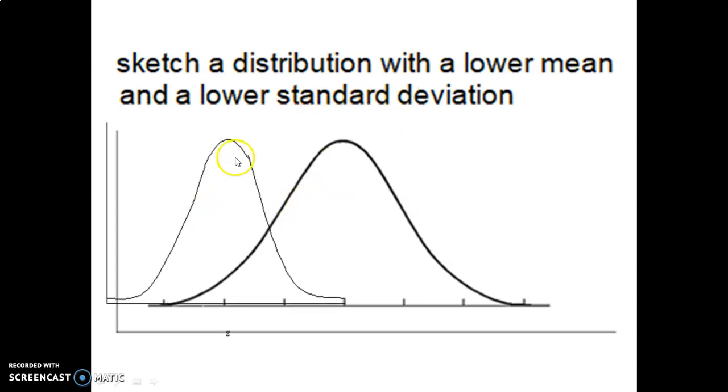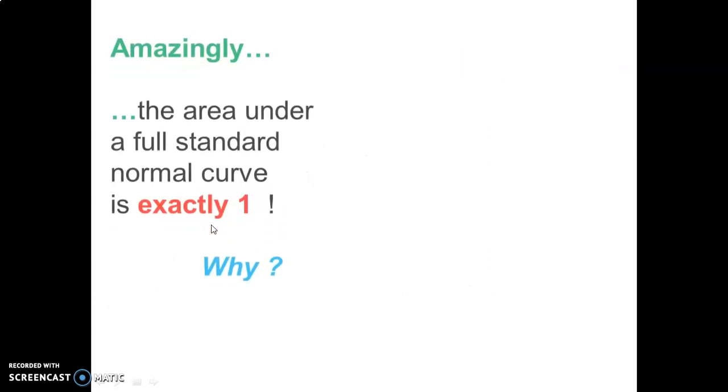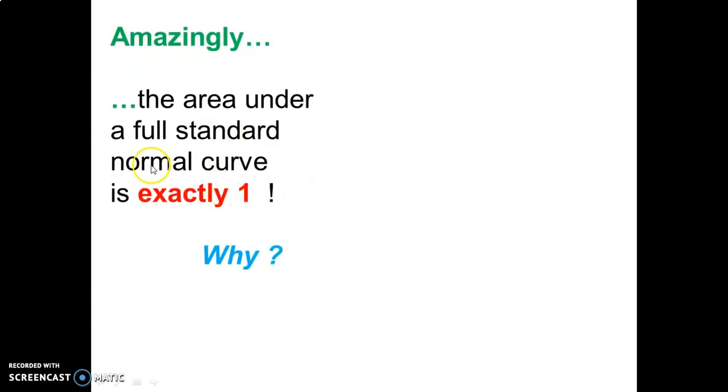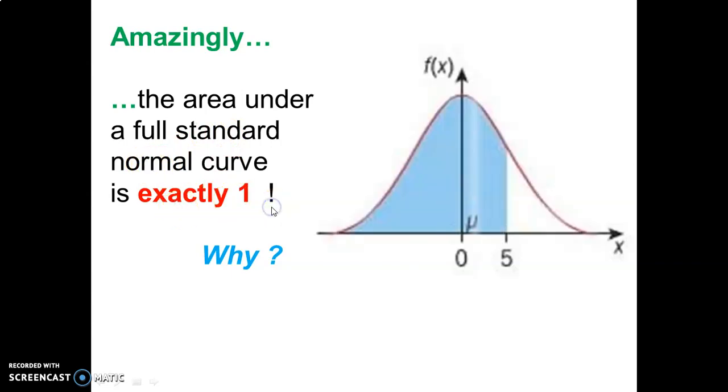Okay, the mean shifted, see the middle shifted, and it got more narrow, so lower deviation, lower spread of data as well. Now, amazingly, the area under a full standard normal curve is exactly 1, right? That area under this whole thing is 1.